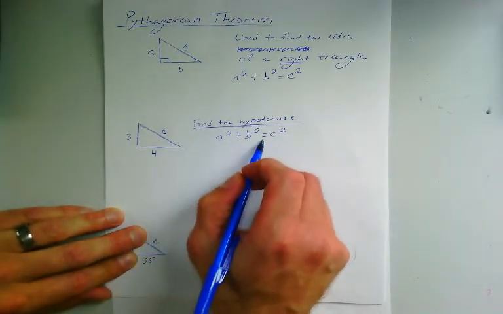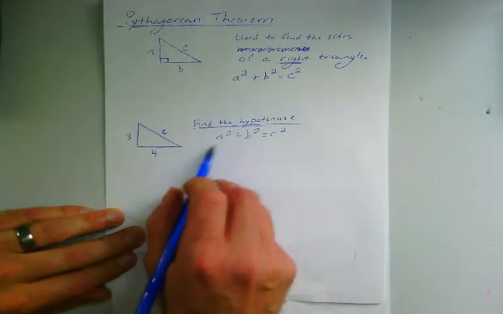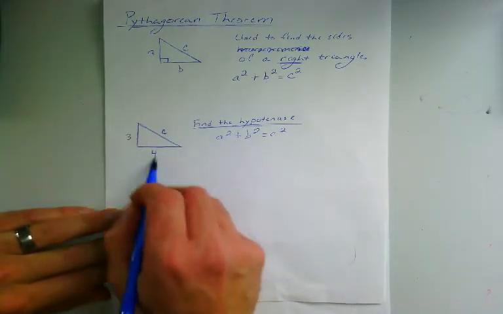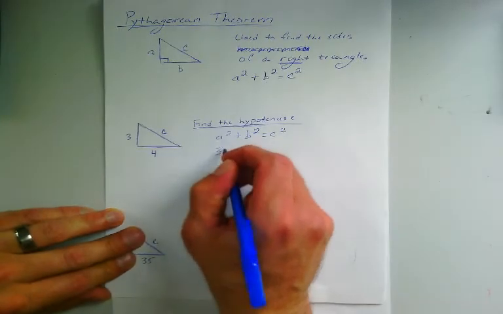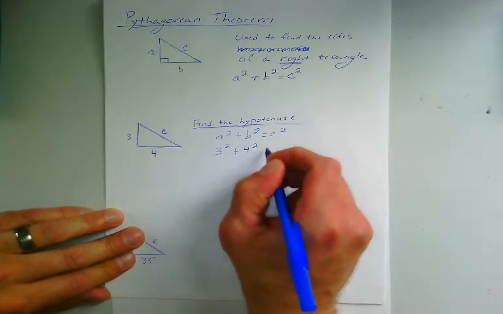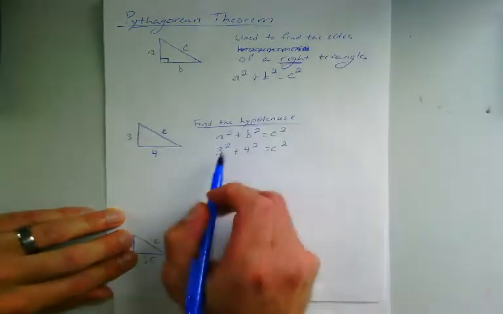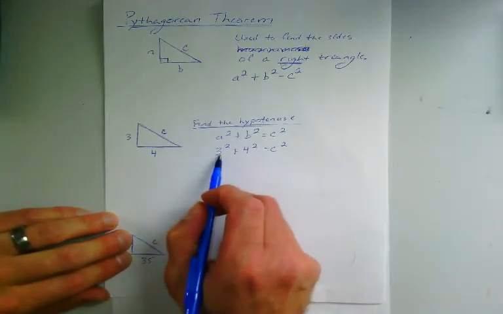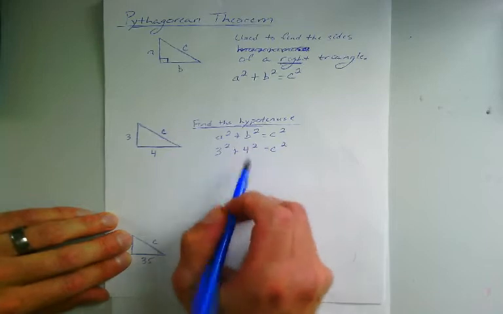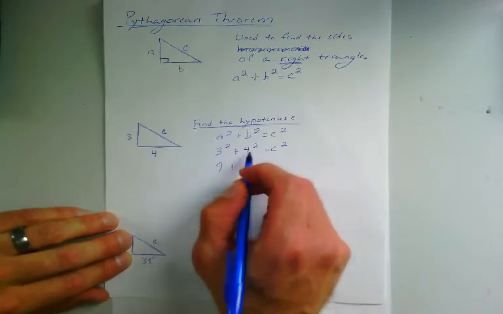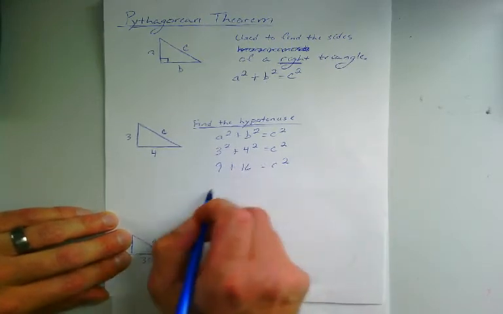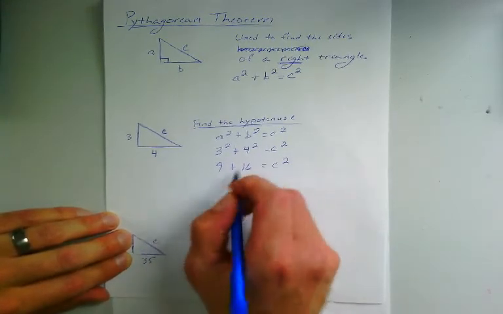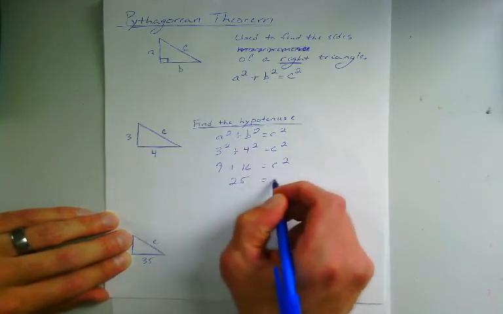The more we write it down, the better we'll remember it. So we write the formula, then we substitute what we know. It really doesn't matter if I call 3 A or B or 4 A or B. I just know that 3 and 4 are my legs. So I have 3 squared plus 4 squared equals C squared. Now I actually perform these operations. I square 3, which is 9. I square 4, which is 16. Now I sum those. 9 plus 16 is 25, and that equals C squared.